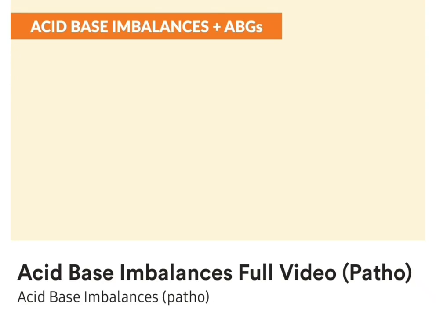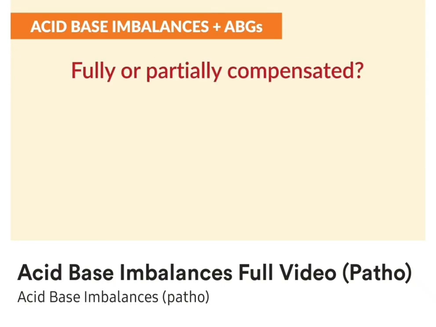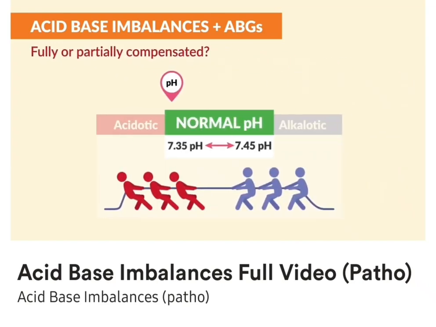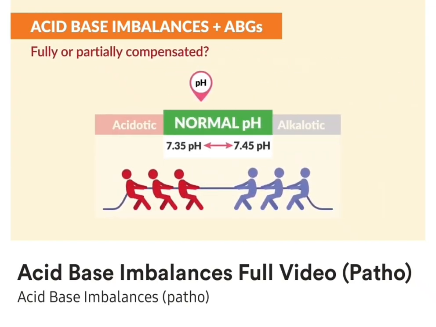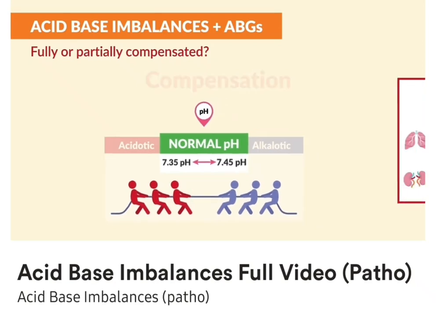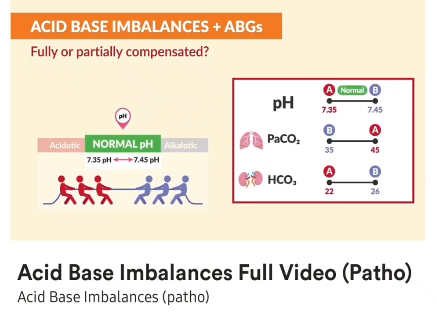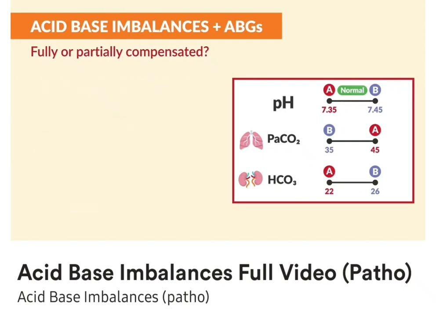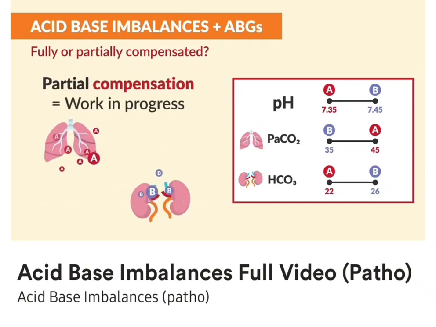Now, last but not least, the trickiest questions, fully or partially compensated. So remember, the body will try and balance the pH, the acid and base, sort of like tug-of-war. This balance, once again, is called compensation. So again, think compensation is finding that common ground of balance. Again, a little recap here. If the pH is normal between 7.35 and 7.45, this is full compensation. And if the pH is not normal, we have partial compensation. Basically, that work in progress.